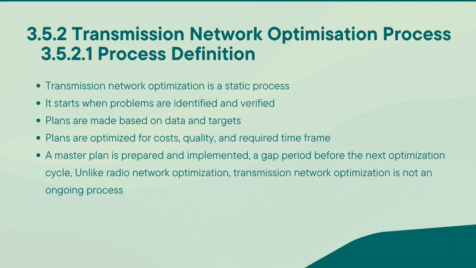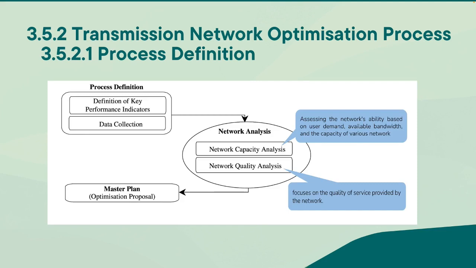The planning helps us to optimize the cost, the quality, the requirement, and the time frame. It goes into the master plan to prepare and implement, after which we plan and grab the period before the next optimization cycle. Unlike radio network optimization, transmission network optimization is not an ongoing process. And this is the figure that shows the process that we use to optimize the network.